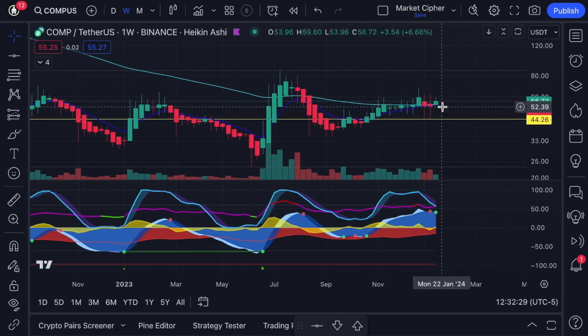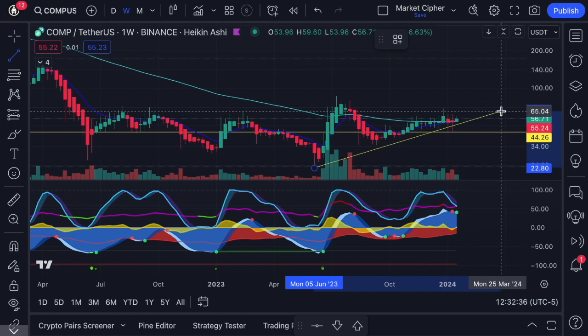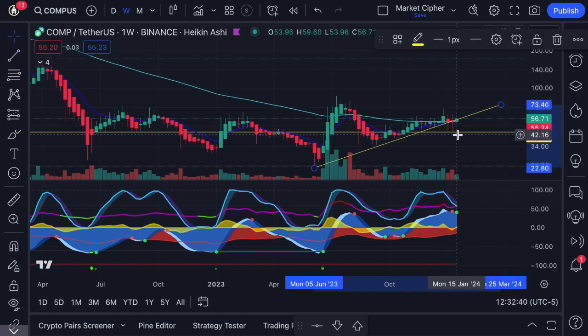If 44 breaks, this uptrend we've got going on, okay, you can see it is in an uptrend if you draw a trend line here. So if I take the bottom of that, and draw something like this, it's sitting right there.